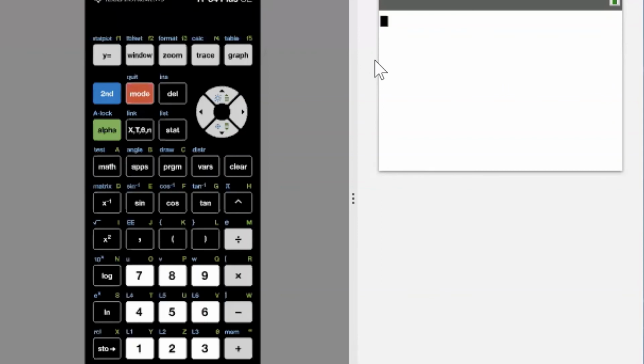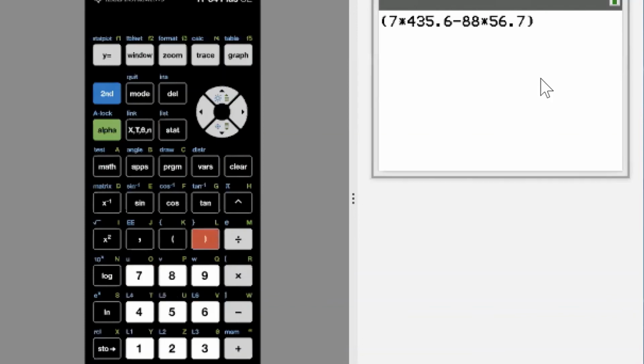Okay, so let's type what is there in the numerator. To type everything in the numerator, we begin a parenthesis. So first begin a parenthesis and type what was there. You can look at your notes. It was 7 multiplied by 435.6, right? Yes, sir. Then minus 88 times 56.7. Then close the parentheses so that this was all the numerator.